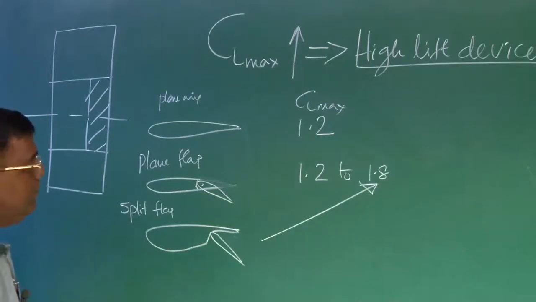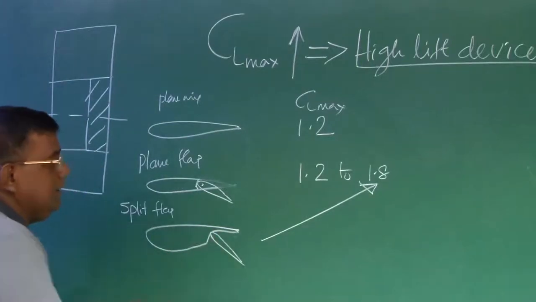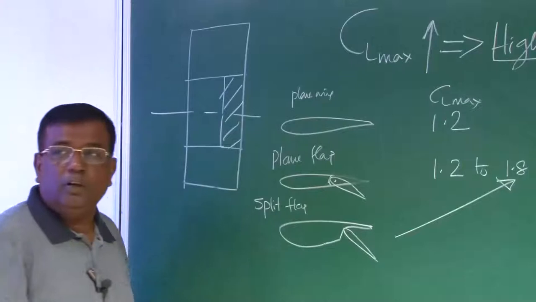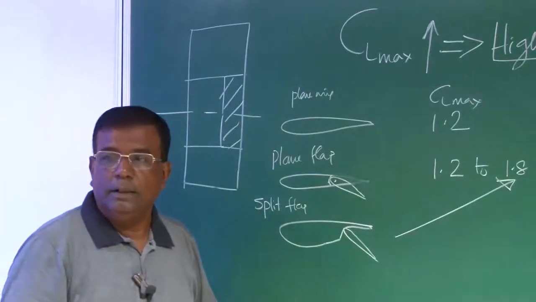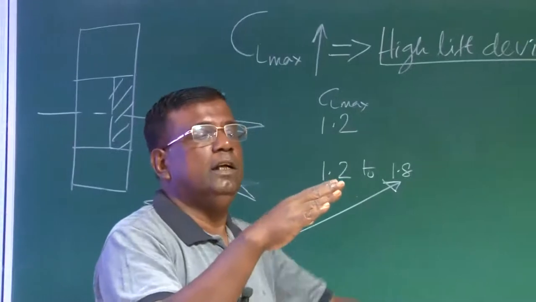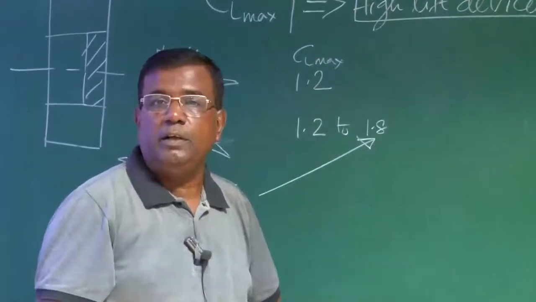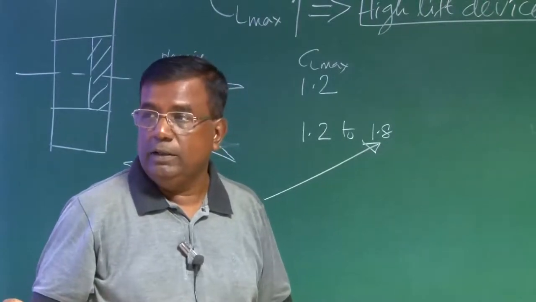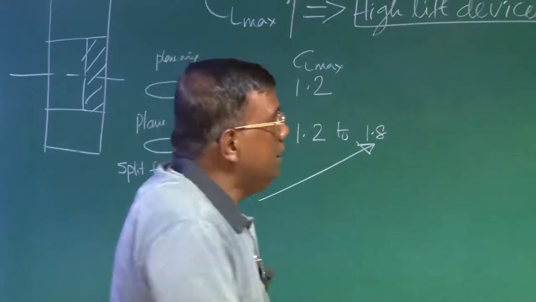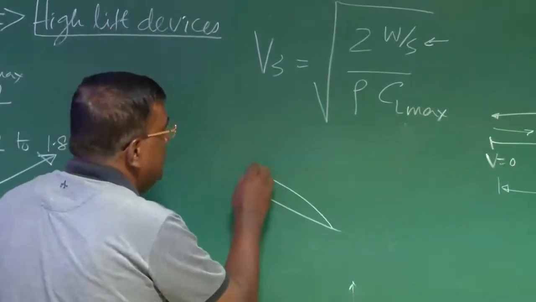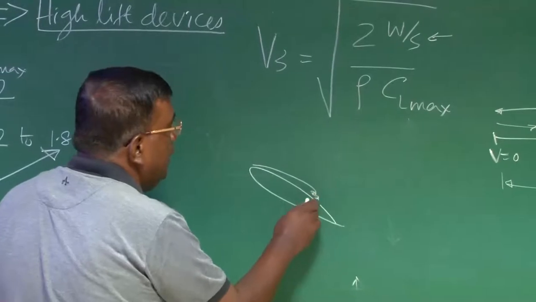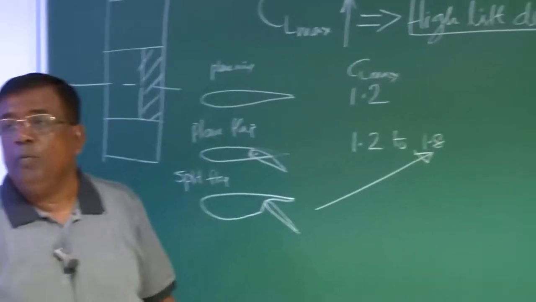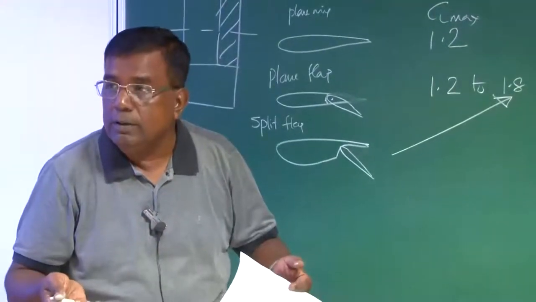Now the question is, the moment I split it like this and deflect it like this, there is a possibility of flow getting separated from the top, right? If I deflect it like this, flow is coming from here, it may separate. So you may not get that efficiency, that sort of a CL max. So what is the way to handle it? If flow is getting separated from here, I want to delay it. Delay means, how can I do a delay? By pumping energy to it, right?